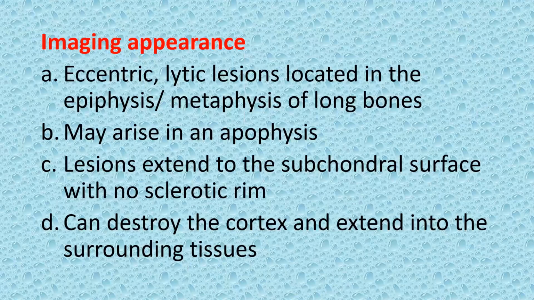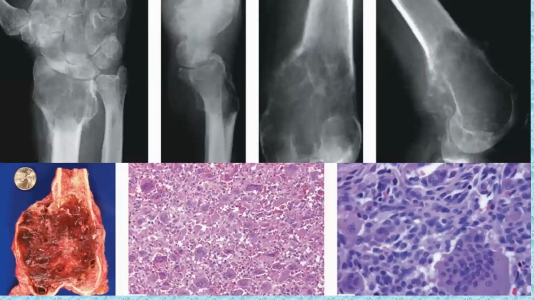Eccentric lytic lesions located in the epiphysis and metaphysis of long bones. They may arise in an apophysis. Lesions extend to the subchondral surface with no sclerotic rim. They can destroy the cortex and extend into the surrounding tissues. These are the various lesions: distal radius, distal femur, resection, numerous giant cells. Look over here, the giant cells, the boundaries are irregular. Look at this, the boundary is irregular, and this giant cell tumor was aggressive.